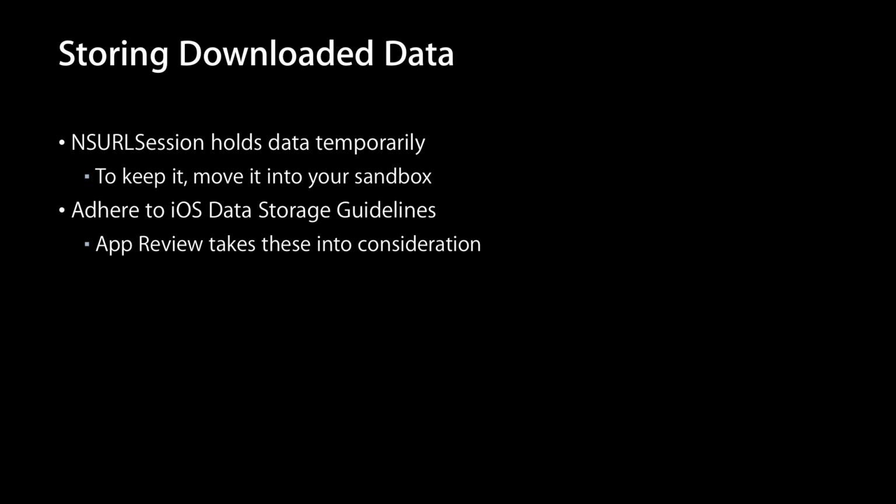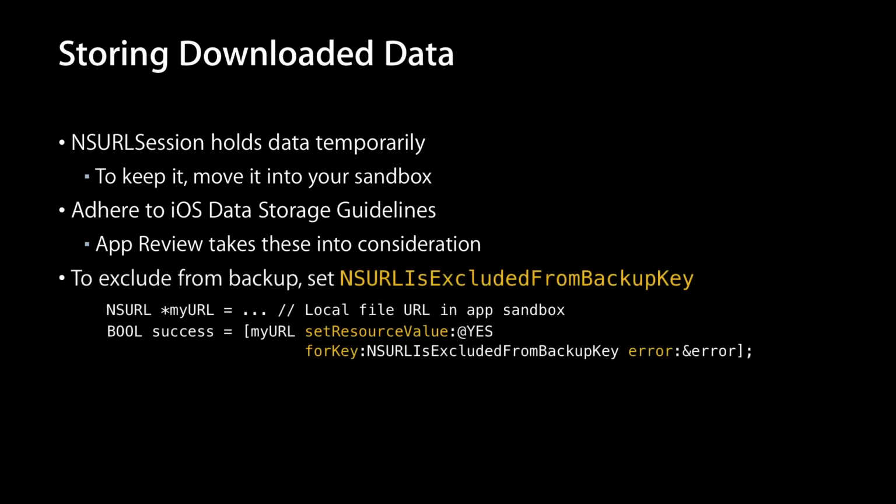So you want to read these guidelines. If you do have files that you're storing somewhere that don't need to be included, there's a very simple API on the NSURL where you save the files. Just simply call set resource value for key, specifying this key that indicates this file should not be included in the backup. So really easy, and that'll help you get through the review process with no problems.